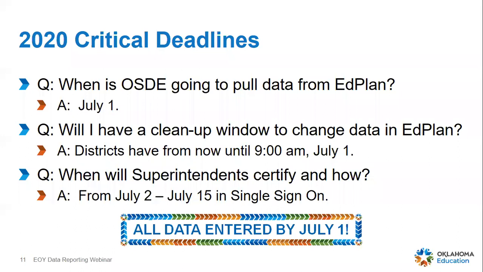You can look at what we publish publicly and look at that list of site codes for your district and compare those to what you have in EdPlan. That's probably the easiest way to double check everything. And that is just on the State Department of Ed website.